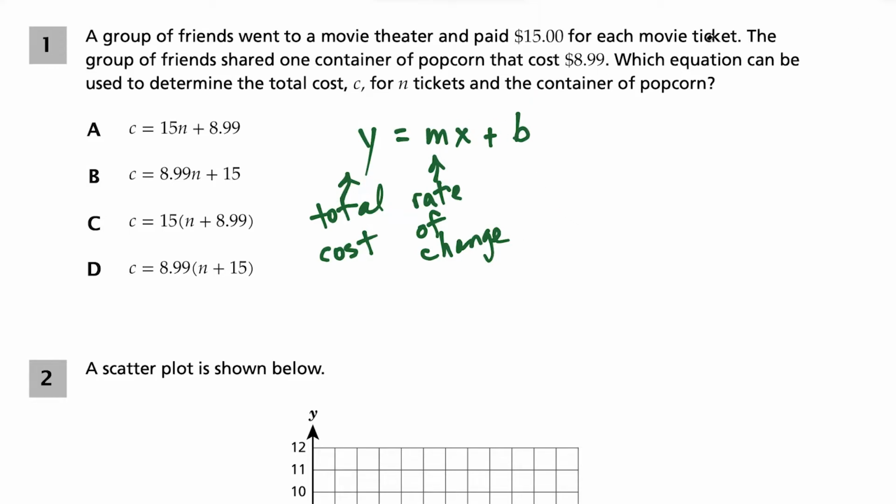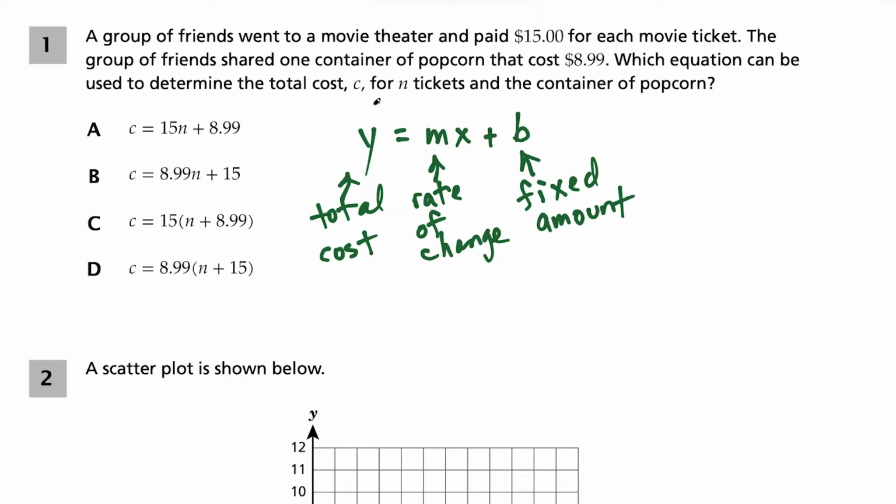So in this case, we're talking about tickets, and the tickets are $15 each. So x would represent tickets, and then b is the fixed amount. The y-intercept in word problems is the fixed amount. Now, the only thing we have to be on the lookout for here is that instead of x and y, they used n and c. So here, let's just think about what each piece means.